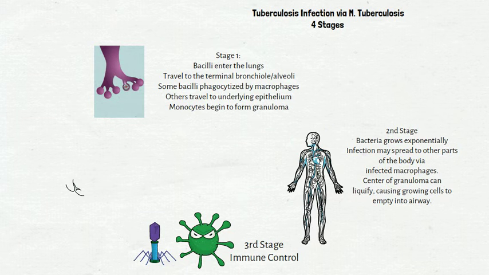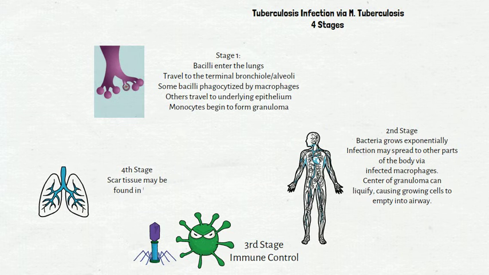During the final stage, the body begins to recover and scar tissue may be found on X-rays. One specific lesion called the Ghon focus is significant to pulmonary infection of TB. Tuberculosis can become reactivated 12 to 24 months after initial infection. This normally occurs in a weakened immune system.